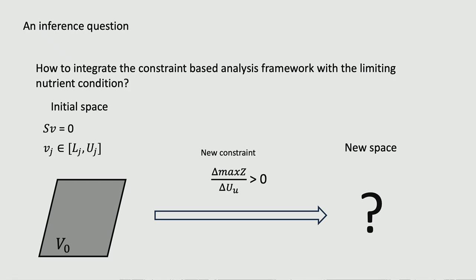In the same way we can formally introduce, for instance, what I told you at the beginning, the knowledge about the thermodynamic directions of the reactions, that is, by tuning this upper and lower bound we are moving our solution space by knowledge that we have. We want to do the same, but with this new knowledge, that we happen to know the nutrient limitation conditions. Any question?